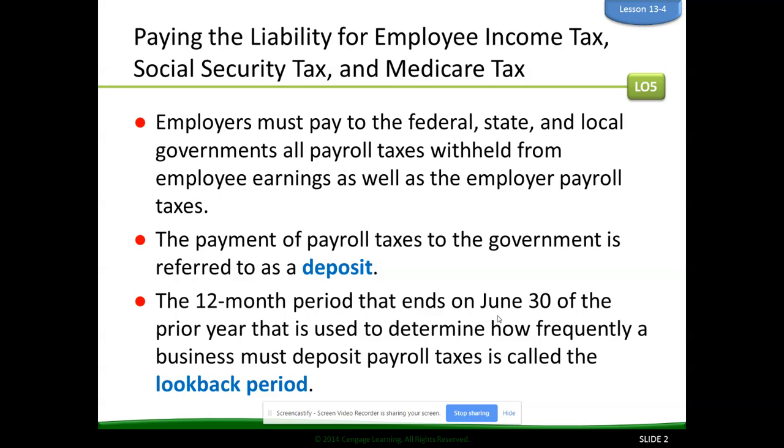So some businesses need to deposit their withholdings more often than others, depending on how big the business is. So they do a look back over the last year to determine how often a business must file their deposit.